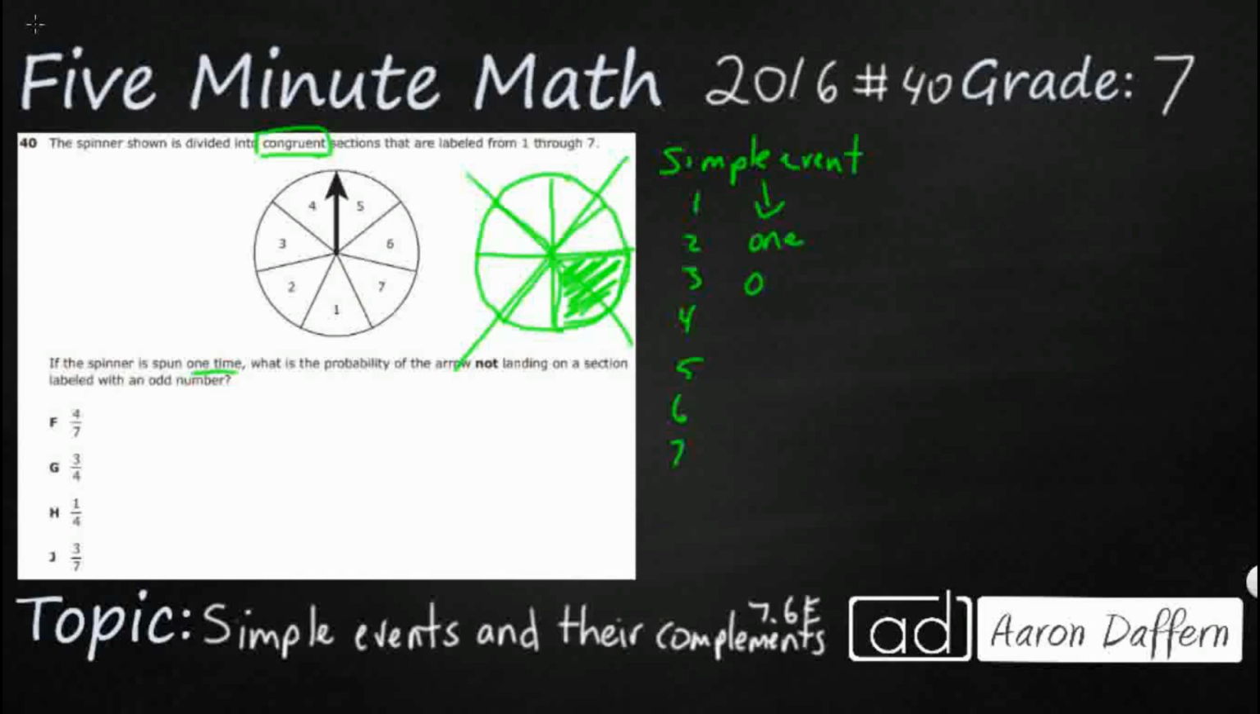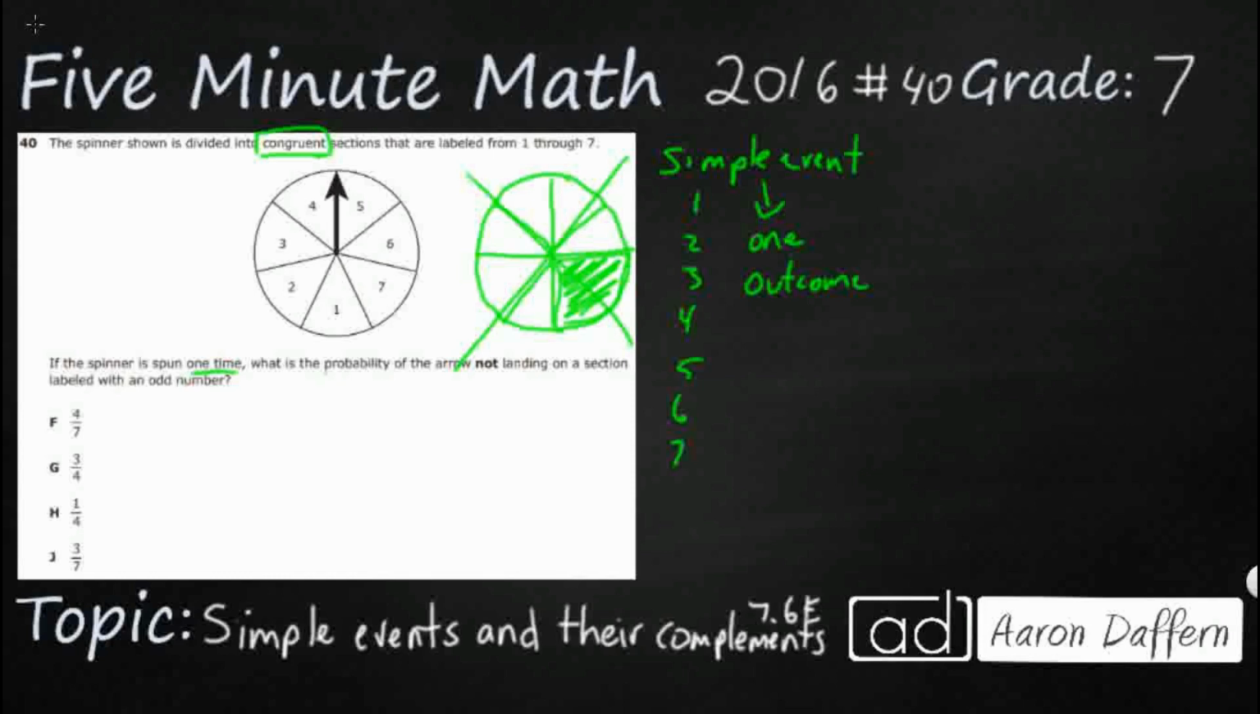Sometimes we have compound events. Compound events are when there are more than one outcome. So this is when you spin a spinner and you roll a die, or you're drawing a color out of a bag and you're flipping a coin. When you start mixing things together like that, those are compound events.